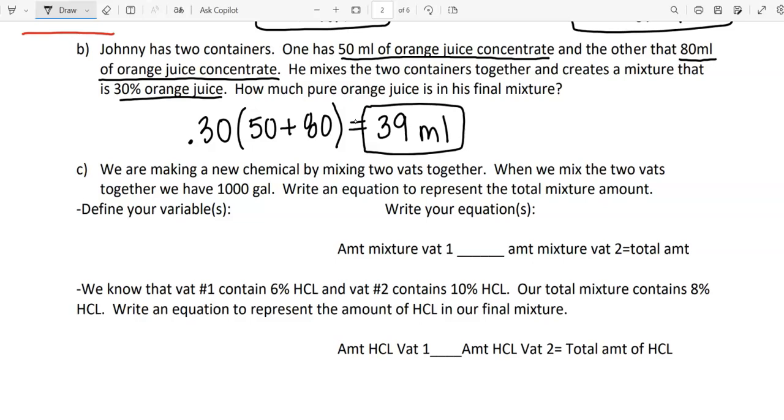Part C, we're making a new chemical by mixing 2 vats together. A vat is just a large container. When we mix the 2 vats together, we have 1,000 gallons. Write an equation to represent the total mixture amount.